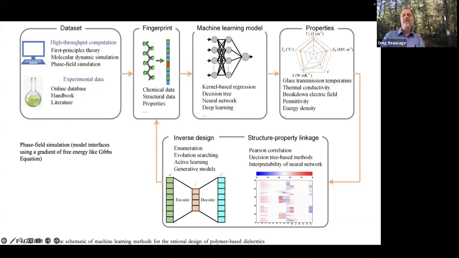So there is some debate, but anyway, you end up with properties. Then it can also predict what would be the best thing to do. If it predicts what's the best thing to do, that's the inverse design.